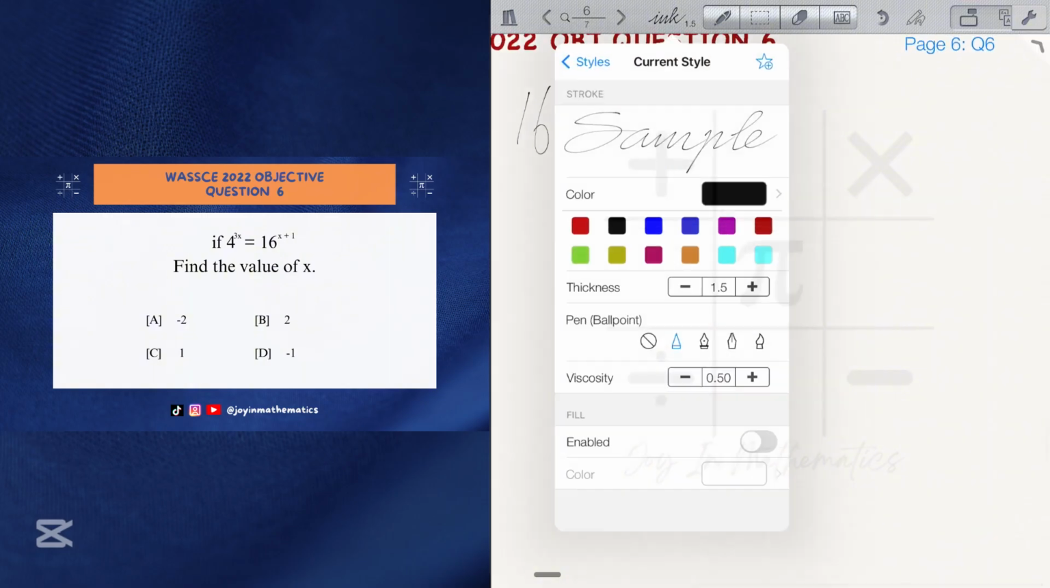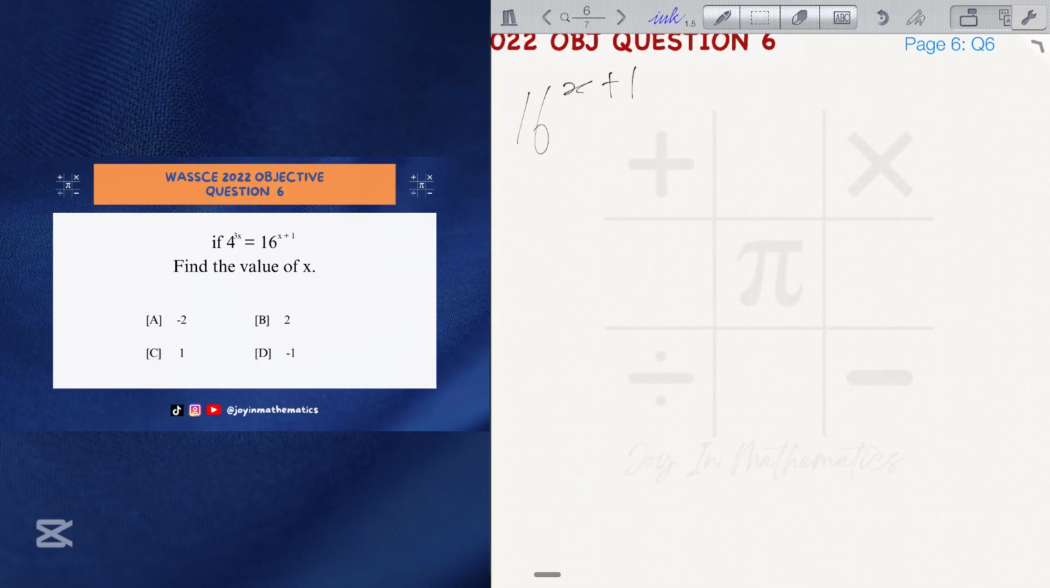The first one is the addition law, that's the laws of indices, where x raised to the power a multiplied by x raised to the power b is equal to x raised to the power a plus b. The subtraction law says x raised to the power a divided by x raised to the power b will be x raised to the power a minus b.